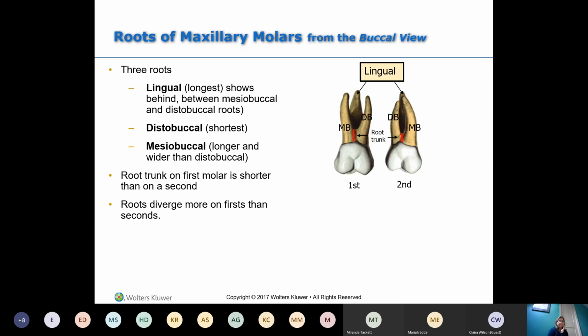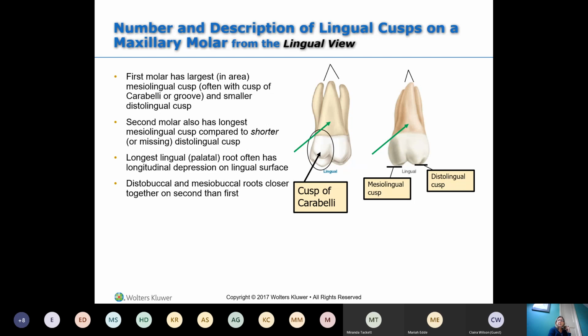On the maxillary molars, the maxillary first molar has the largest mesiolingual cusp. So the mesiolingual cusp is the biggest. That's easy to remember because it's got the cusp of Carabelli on it. So that makes it a little bit easier. And the distolingual cusp is smaller than the mesiolingual. The second molar has the longest mesiolingual cusp compared to the distolingual, which is often not present. Remember, we talked about that itty bitty distolingual cusp that may or may not be present.